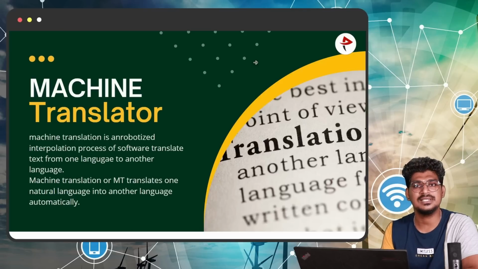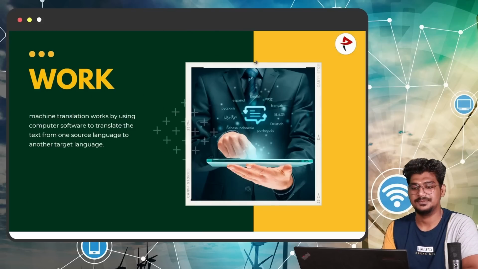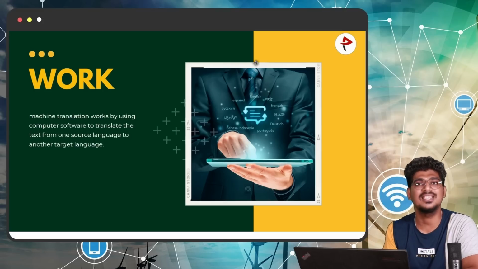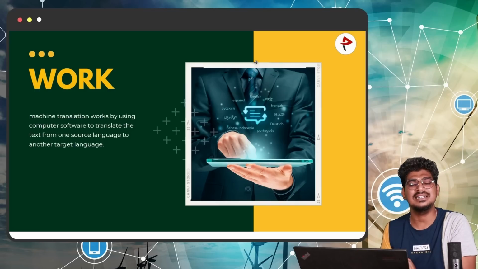So what is the main objective of the translator? The machine can translate one language into another language by using natural language processing technology. How does it work? Machine translation works by using computer software to translate text from one language to another language. Here the computer software can be created by using deep learning methods. That is the reason I mentioned computer software. A language translator is possible with the help of building machine learning or deep learning algorithms. This is the way machine translation works.